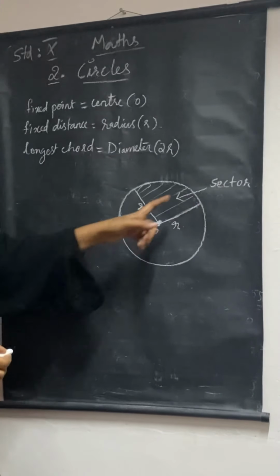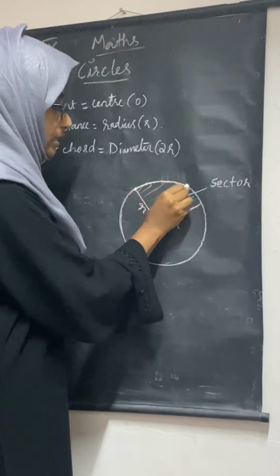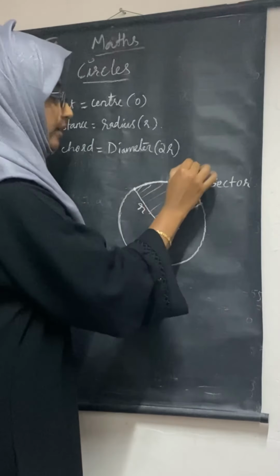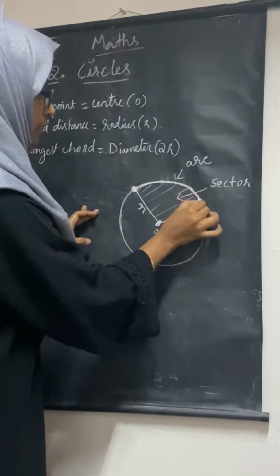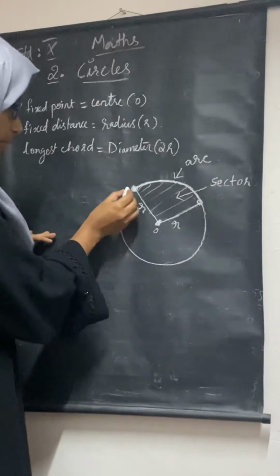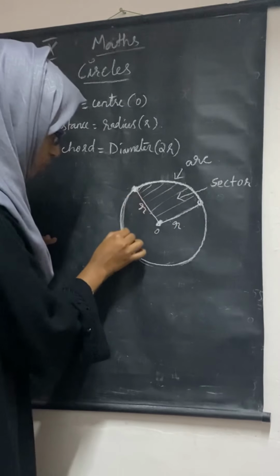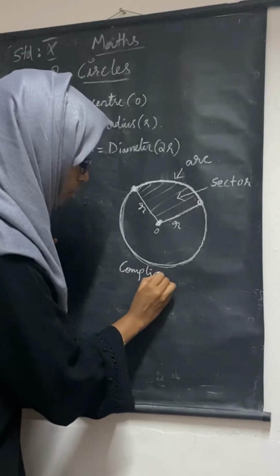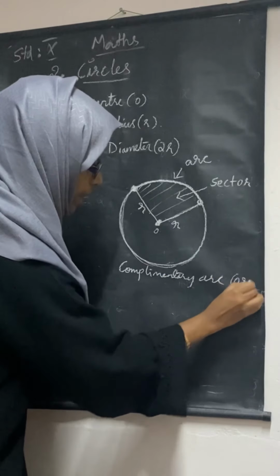Last year in 9th standard you all studied that sector. Whatever the arc you are getting, this outer curved length of the piece, is called the arc. From here to here, whichever sector's piece is there, the outer length will be the arc. The remaining length will be called the complementary arc, or alternate arc.